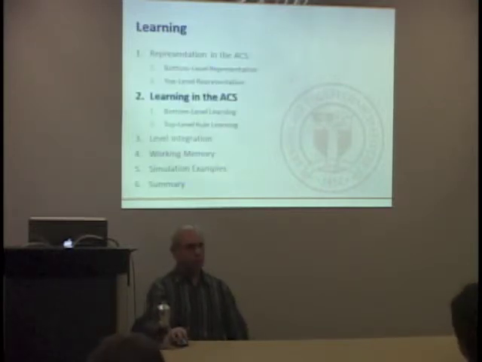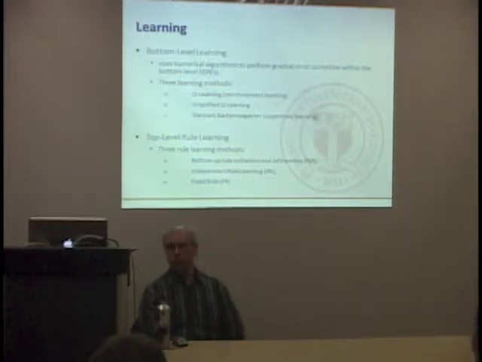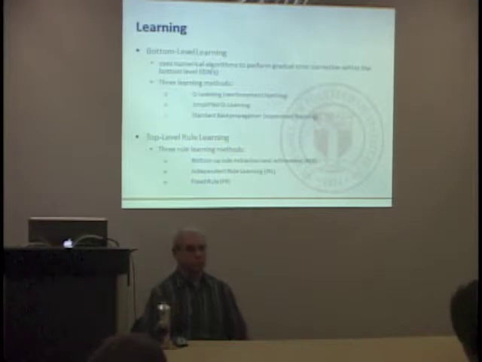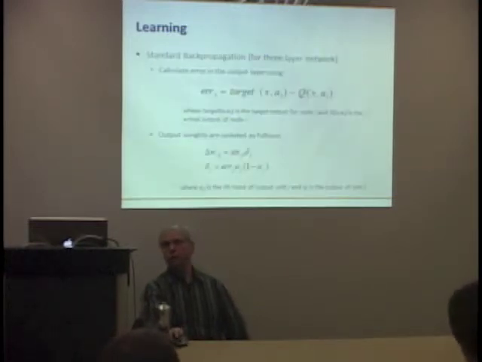Learning in the ACS, how does that happen? Well, I kind of touched on it earlier. Again, at the bottom level, we're dealing with neural nets, and the key algorithms provided in Clarion are Q-learning, simplified Q-learning, and supervised learning via a standard backpropagation algorithm. The top level uses the systems I mentioned before, the so-called rule extraction and refinement, independent rule learning, and fixed rules. So how does the bottom level work?